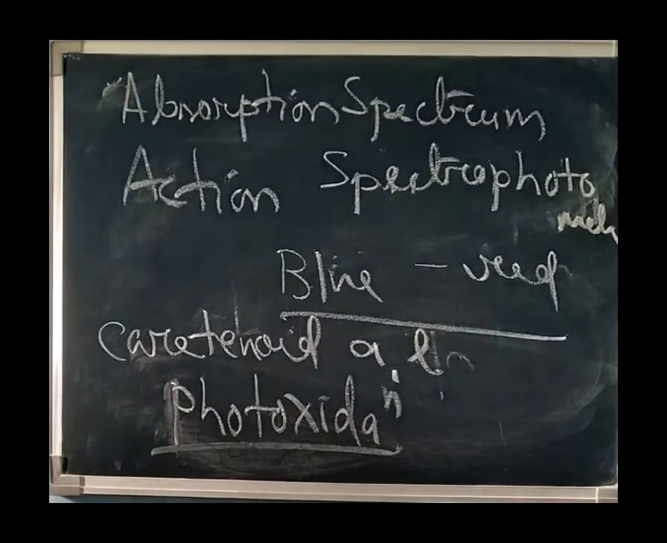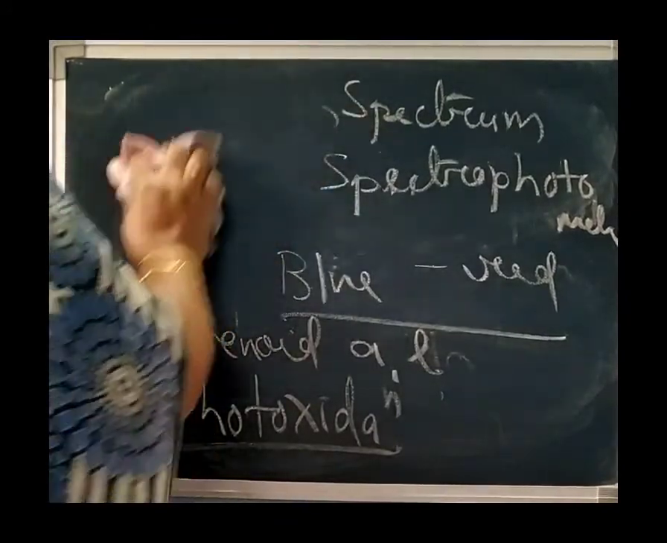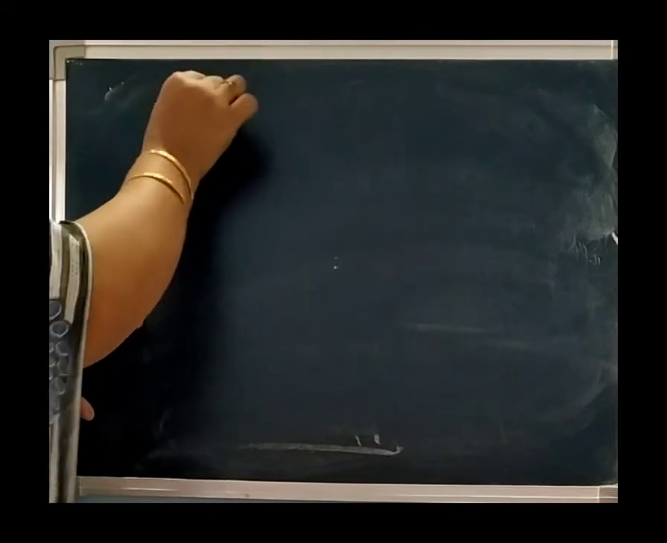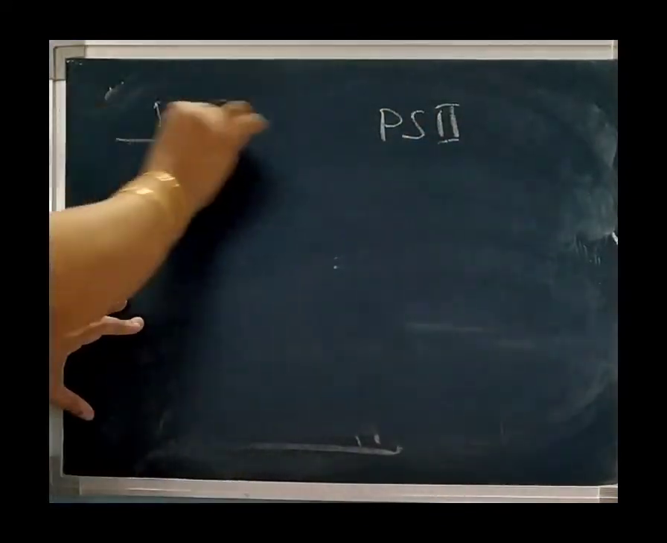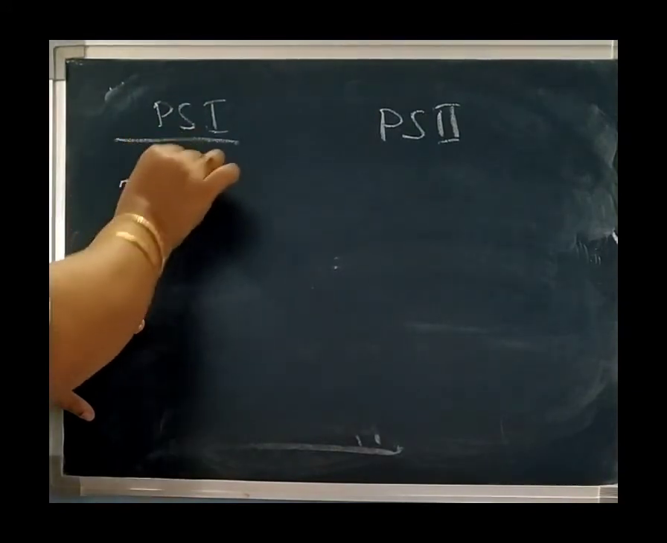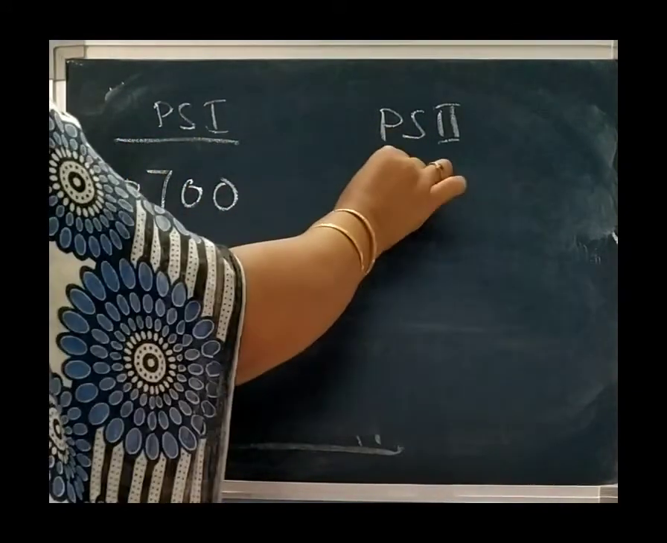Now, what are PS1 and PS2? What is the difference between these two? PS1 and PS2 are the LHCs. So let's come to PS1 and PS2. These have P700 and P680.